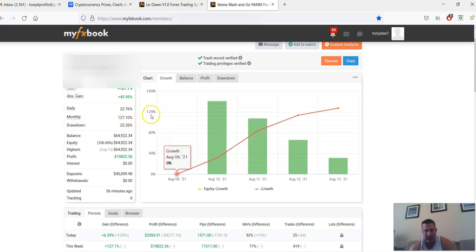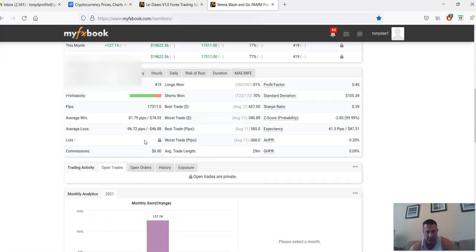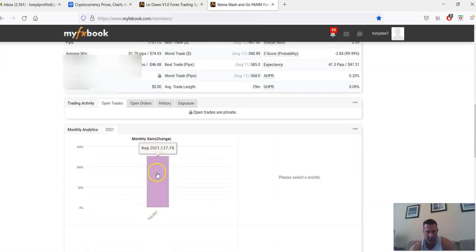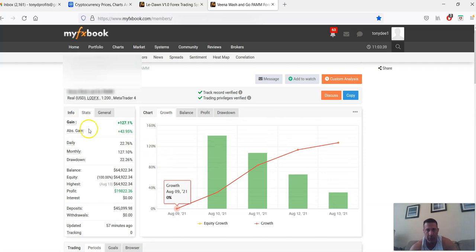So to double your money, more than double your money with a 22% drawdown is amazing. Okay? I mean, just absolutely ridiculous. And here you can see so far for the month of August, 127. This is 4 days though. 4 days, guys. Now, here's what we're going to do. This is where we're going to make this thing just an unstoppable force, long term, okay?